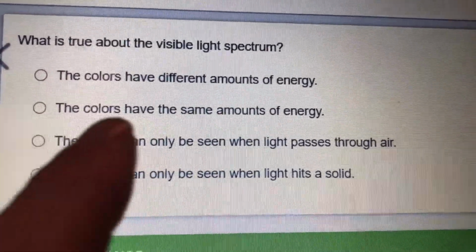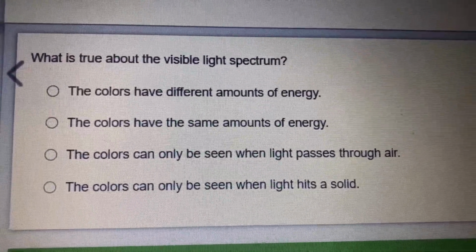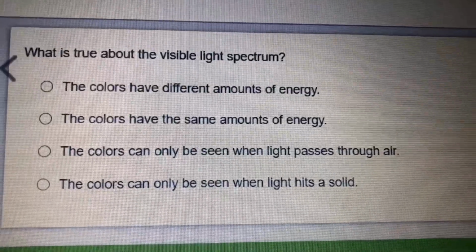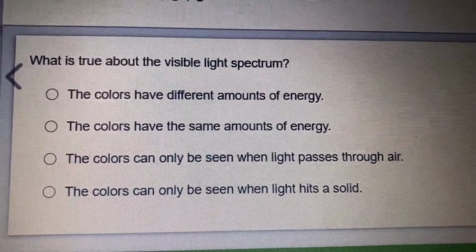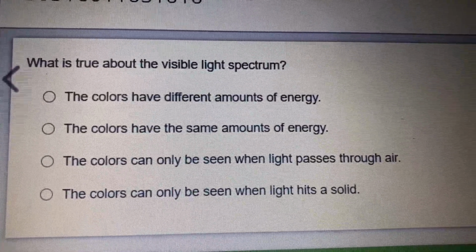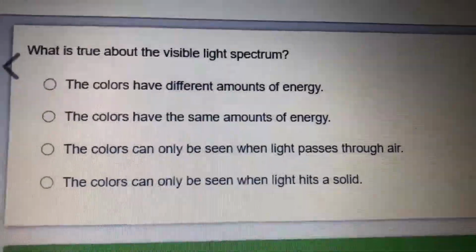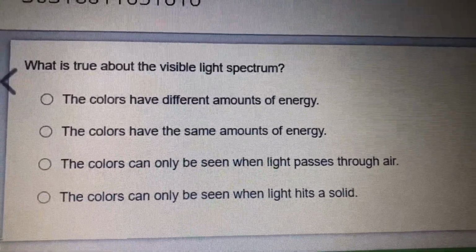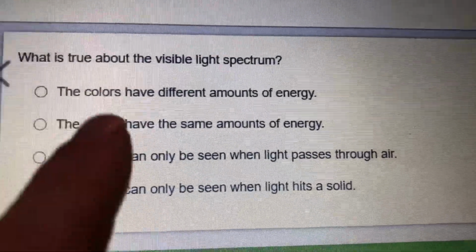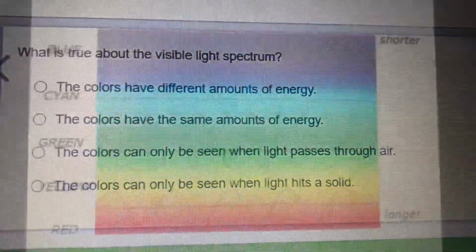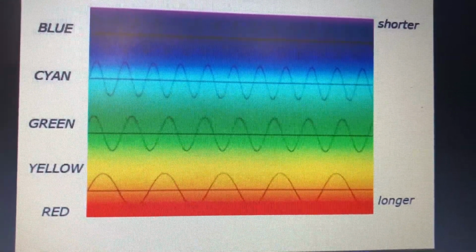The colors have the same amount of energy. Remember that the colors are waves? Were all the waves exactly the same? Did they have the same wavelength? Okay, no, they didn't. The color red had a much longer wavelength than violet. So the only choice would be the colors have different amounts of energy. So choice A. You can see that the wavelengths are different, meaning that they have different amounts of energy.